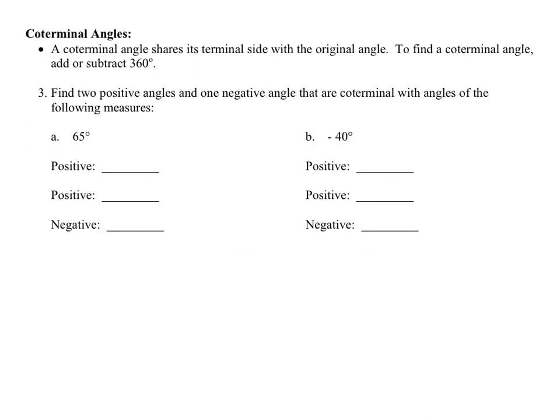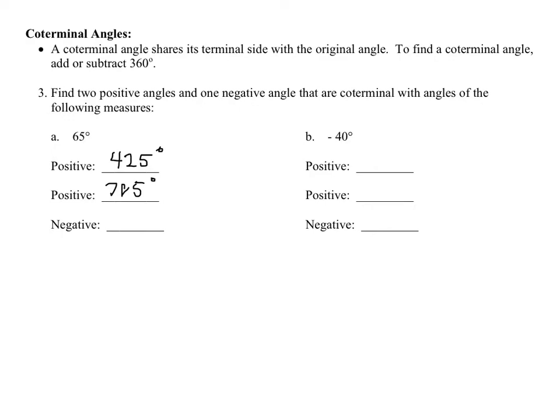Not bad. Now, let's talk coterminal angles. A coterminal angle shares its terminal side with the original angle. So all you have to do is add or subtract 360 degrees. If we want a positive coterminal angle, depending on where the angle is, we're just going to add 360 degrees to 65, and we get a positive 425 degrees. And then if I add another 360, I'll get another 785 degrees. And those are both positive, and the terminal side of the angle will end where 65 degrees is.